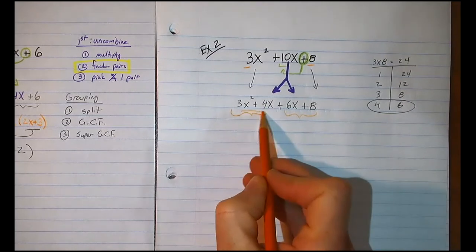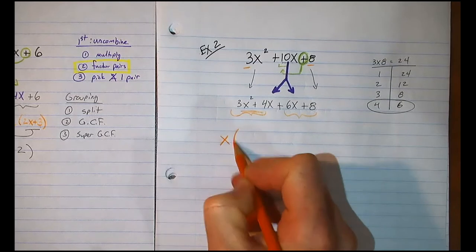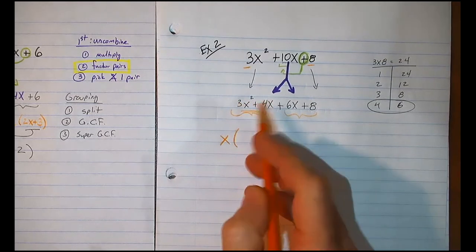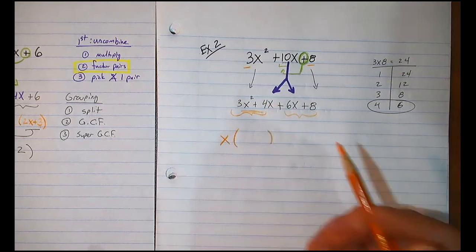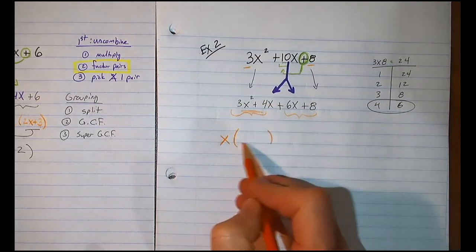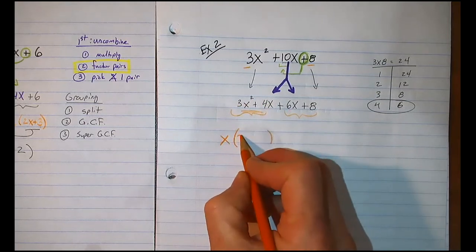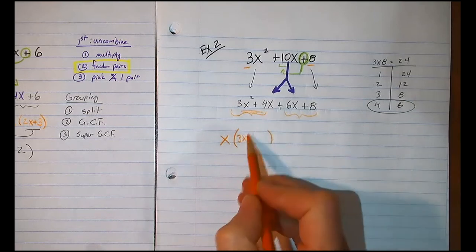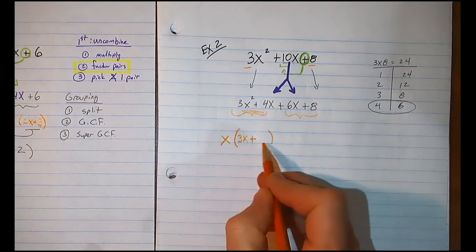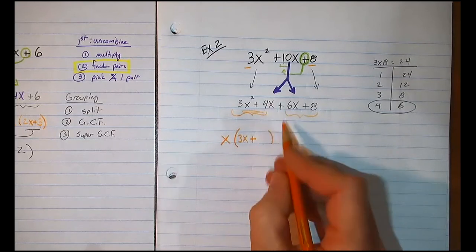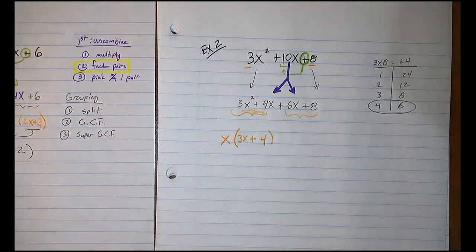So in my first group, the greatest common factor is just an X. And if I factor an X out of this, or if I think about what was the X distributed to, whichever way you prefer to think of it, in the first spot, X times what equals 3X squared? Well, that would have to be an X times 3X to get 3X squared. Plus sign in the middle. X times what equals 4X? Well, that would have to be an X times 4 in order to get 4X. So there's my first parentheses.